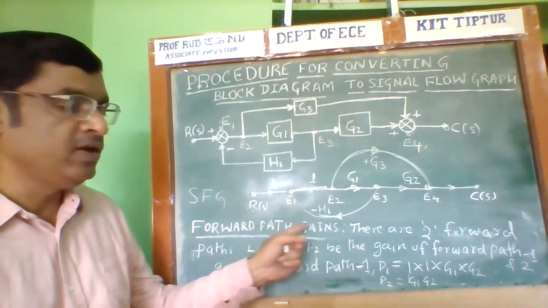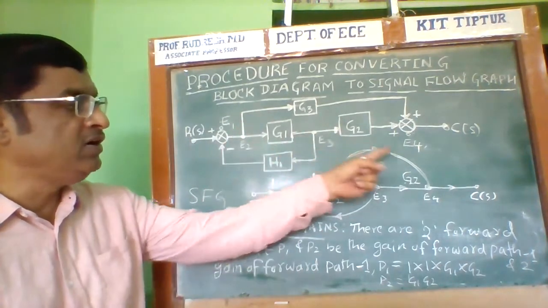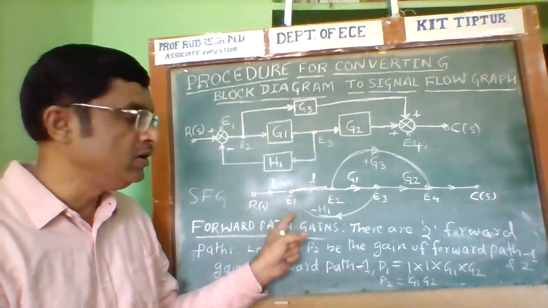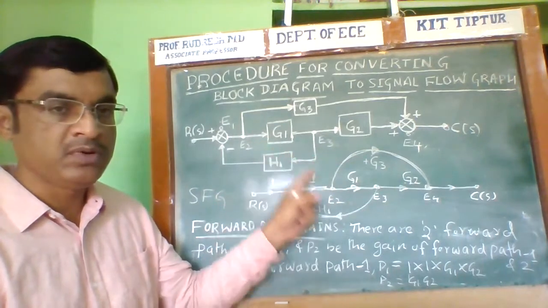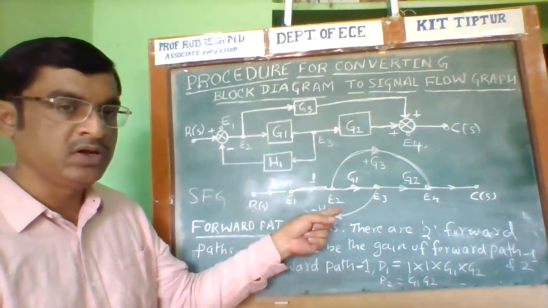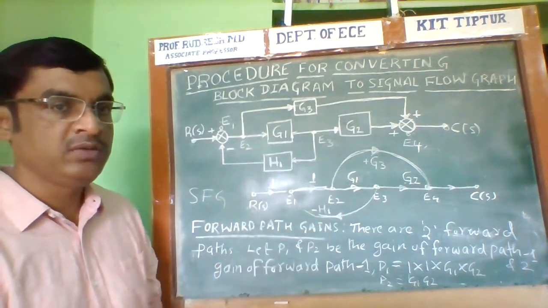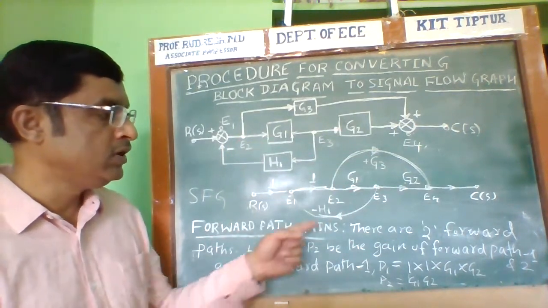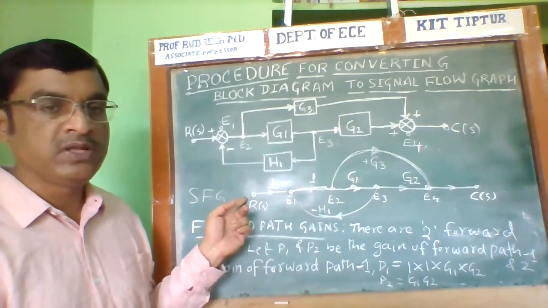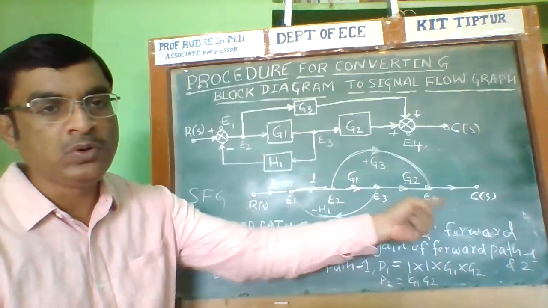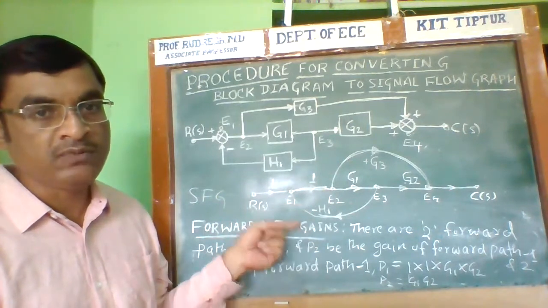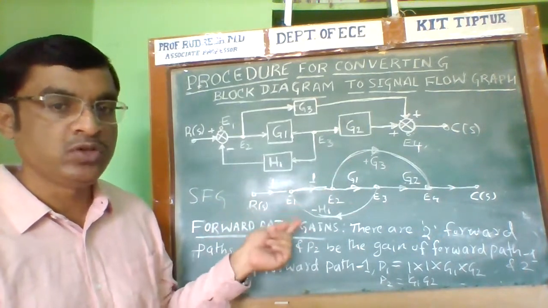Before calculating the gains of the forward paths, we need to identify the number of forward paths in the signal flow graph. The block diagram is converted into a signal flow graph. Here we need to identify the number of forward paths. Here there are two forward paths. I have explained that the forward path starts from the input node and ends at the output node without crossing any node more than once. This is very important. Without crossing any node more than once.